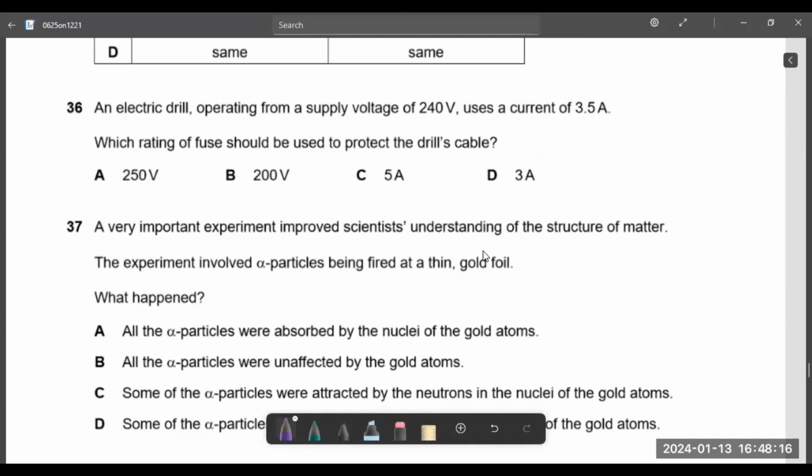An electric drill operating from a supply voltage of 240 volt uses a current of 3.5 amps. Which rating of fuse should be used to protect the drill's cable? We will not use voltage ratings. For protecting from overcurrent, we are using a fuse. So we need to check the current rating, and it should be slightly more than the device current. Just slightly more. So we cannot use 3 as it is less than the device current. So the right choice is C, 5 amps.